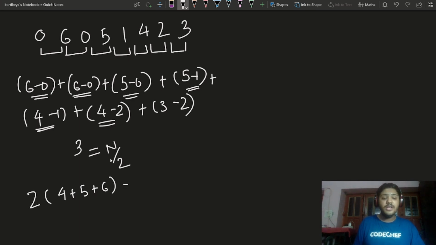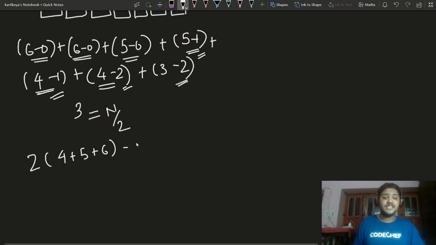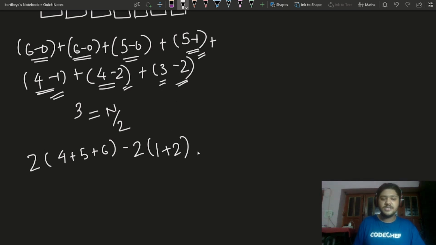Now, every number which is less than 3, let's check for them. Here, 1 is less than 3, it is occurring once here and once here. Now, 2 is less than 3, it is occurring once here and once here. So every number which is less than 3 is occurring 2 times as a negative number. So it would be 2 into 1 plus 2. And 3 itself is occurring only once as a positive number, which is only here, plus 3.